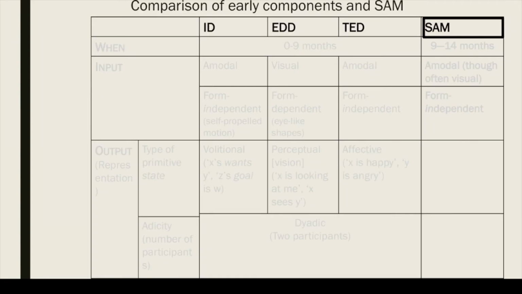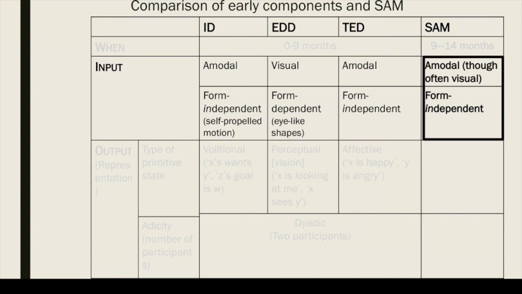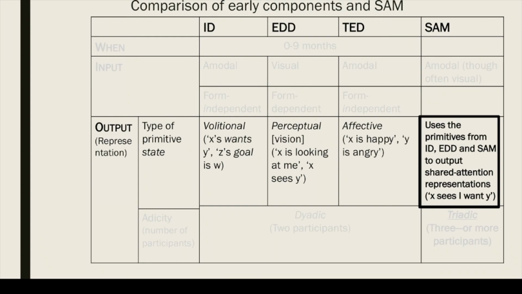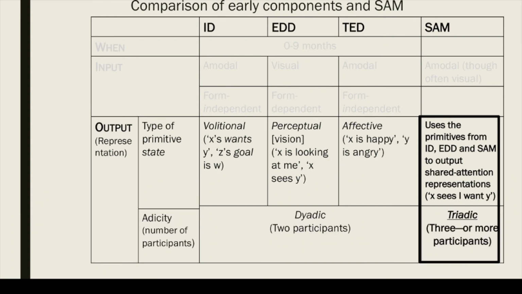So let's review the main features of SAM by means of a comparison with the early components of the system. First of all, SAM emerges later than the previous three, since it usually appears between the 9th and 14th months. In terms of its inputs, it is amodal and form-independent, just like TED and ID, and unlike EDD. Its outputs are built out of the primitives employed by the early systems, so it can produce representations that encode volitional, perceptual, and affective states. Thus, the outputs of ID, EDD, and TED are recursively embedded in perceptual representations that express shared attention. And these representations of joint attention events are triadic in that they involve three participants.